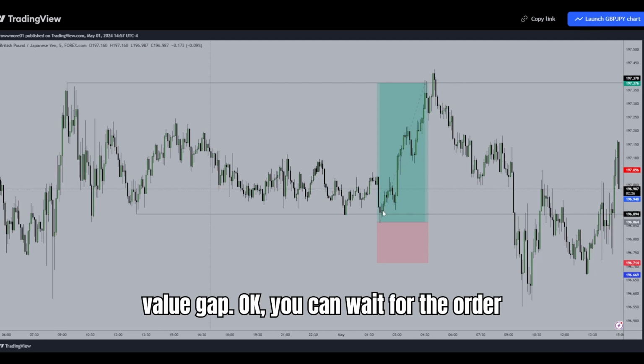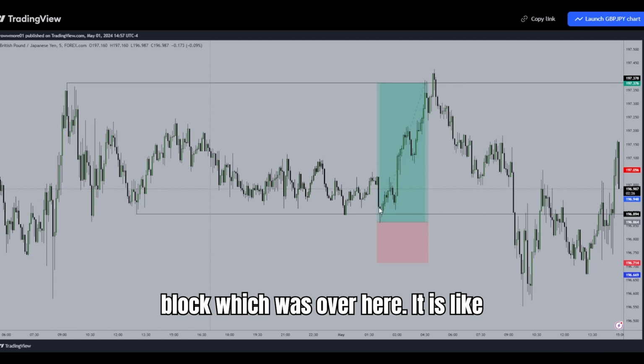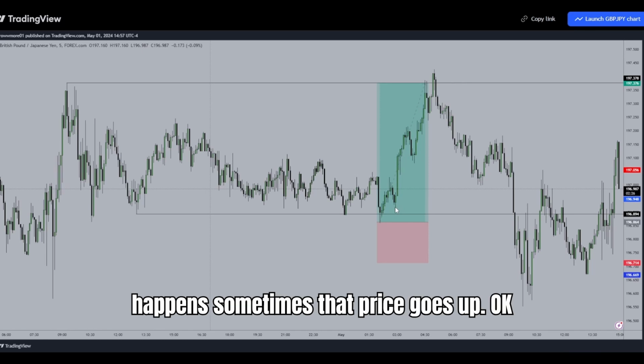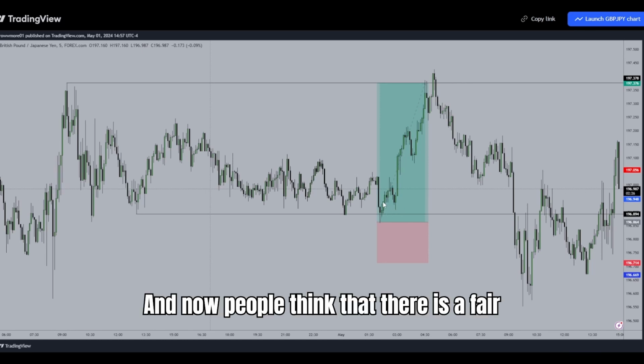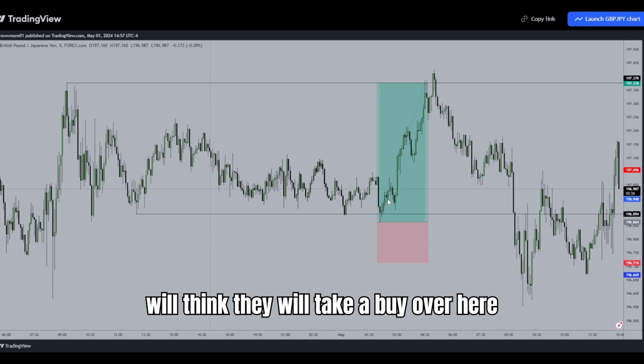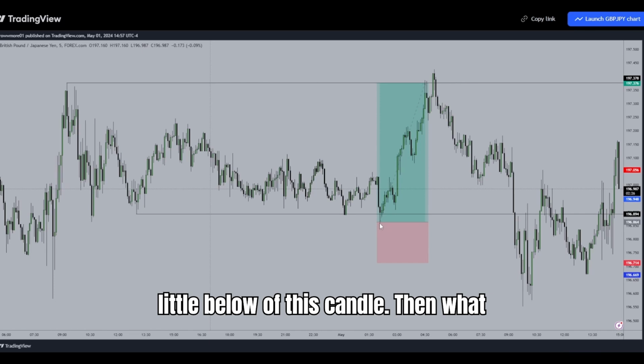You can wait for the order block, which was over here. This candle is the order block, and you could have entered right over here. But what happens sometimes is that price goes up, and people think there is a fair value gap right over here. So they take a buy over here and place a stop loss just a little bit below this candle.